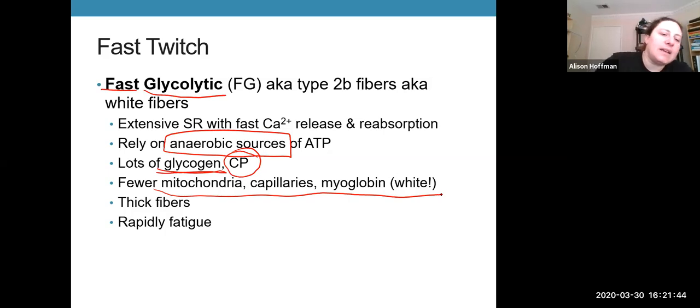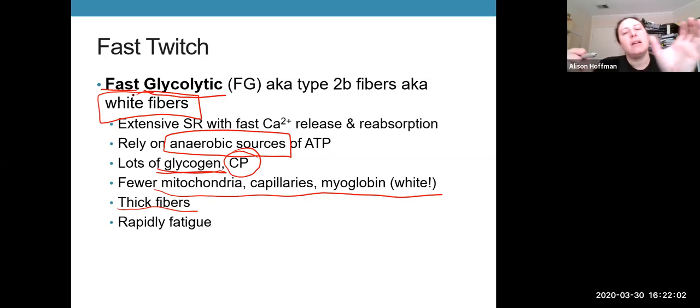That also means that they get to be fairly thick, and their appearance is actually typically white because without the myoglobin to hold oxygen, they look pretty pale. The other thing is that glycogen is also a fairly pale molecule. So between the glycogen stores and the lack of myoglobin, these are white fibers.